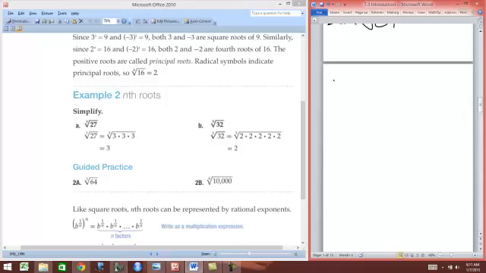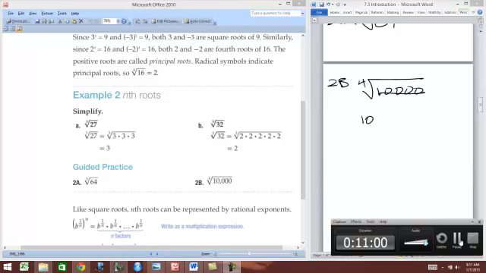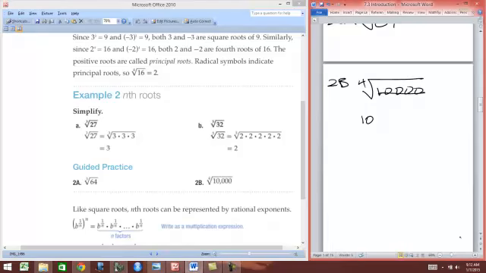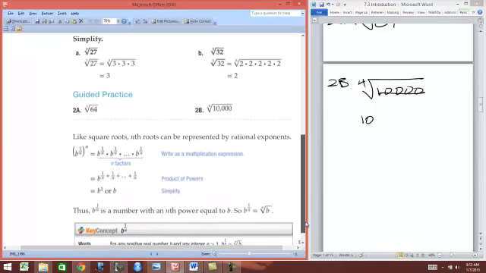Okay, and then 2b. Now here we have a 4th root of 10,000. Yes, 4th root. Okay, now that's got to be 10. That's going to be 10, because we're just counting out 4 zeros. So 10 to the 1st. Okay, so there's your, now let's move on here. I think we're done here. All right.